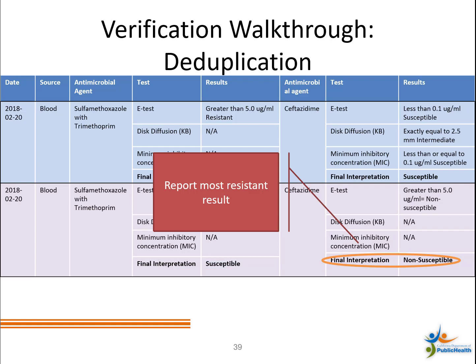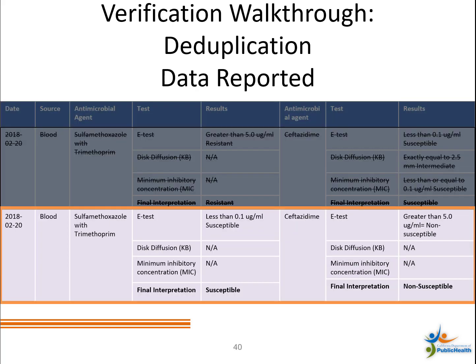Because both have an equal number of resistant and non-resistant results, the deciding factor is comparing the resistance level of antimicrobial agents. In this case, the isolate with the most extreme resistant result, non-susceptible, is reported. Therefore, in this reporting period, the first isolate is not selected for reporting and the second isolate is.